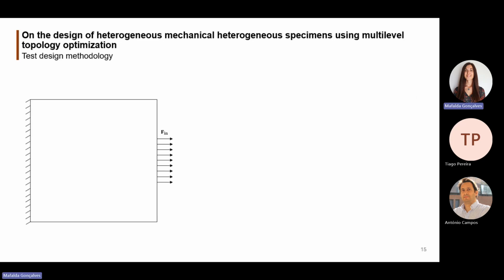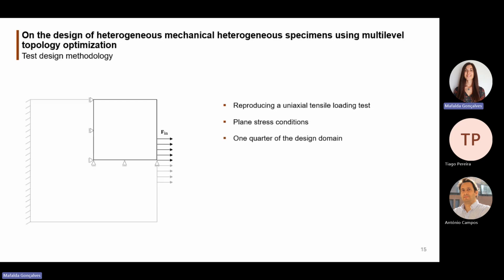So for the test design, we aim to reproduce a uniaxial tensile loading test, assuming plane stress conditions and using only 1/4 of the design domain. This is considered the initial design domain, and the starting point is a homogeneous material distribution. We assume the height of the design domain to be twice the height of the grips in order not to restrict the material plates.